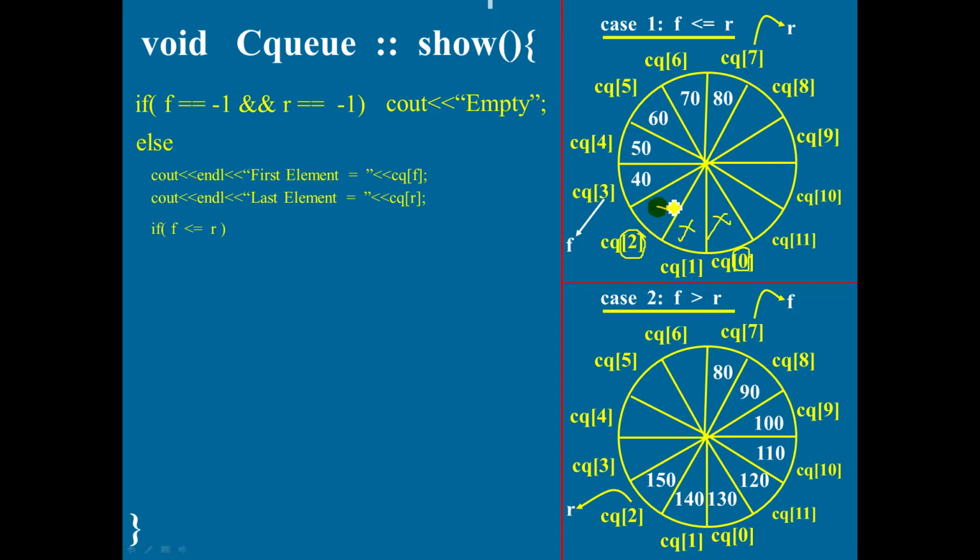So let me write the code for this one. 0 to f minus 1, elements are not there, which means you can write for I is equal to 0, I less than or equal to f minus 1, I plus plus, elements are not there. See out output operator dash, meaning no elements. Okay. Now this variable I should be declared int I.